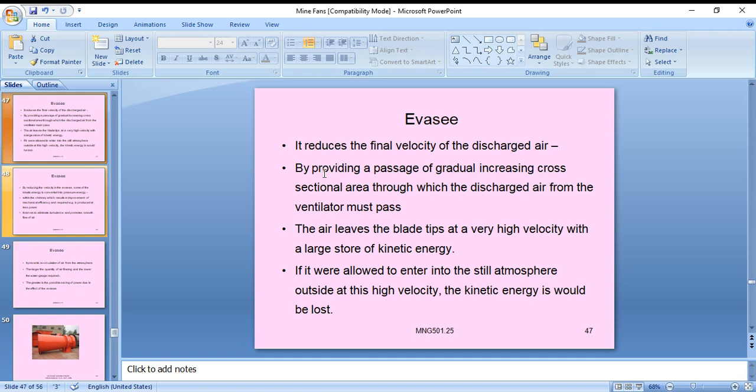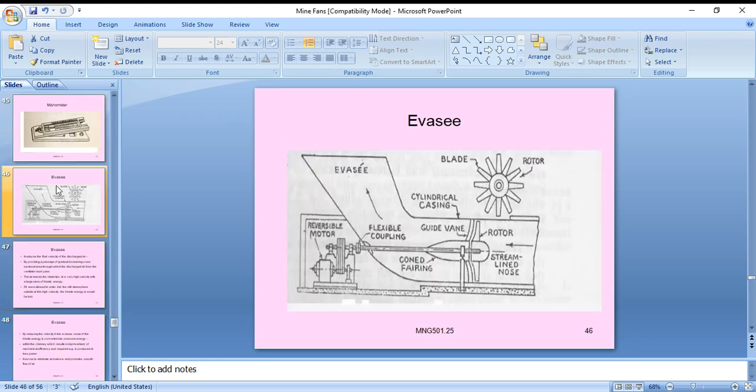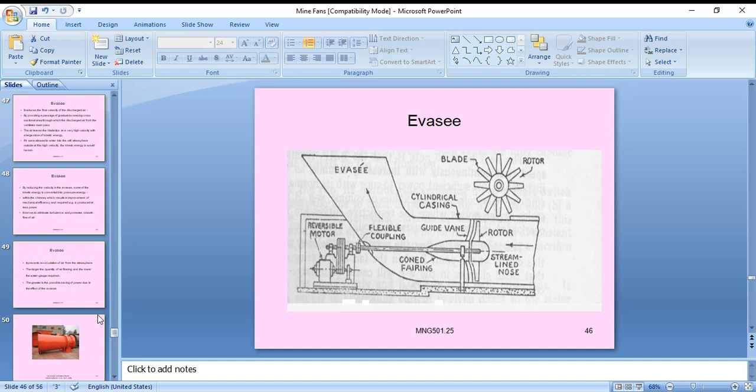But if that speed were entering the outside, there would be a problem with the atmosphere. So a large diameter, a large area, is maintained, and automatically the velocity will be reduced. Reducing the final velocity of the discharge is the main evasé concept. So the figure is showing here how the mouth of the evasé gradually increases.